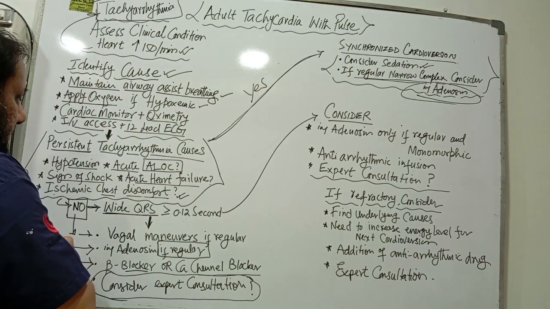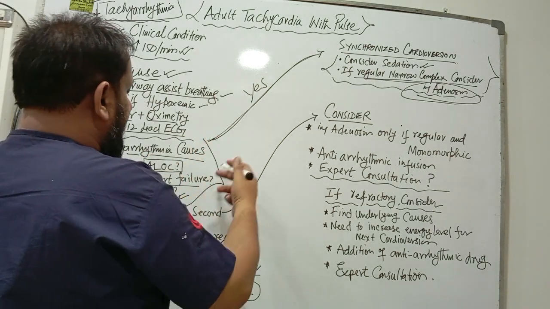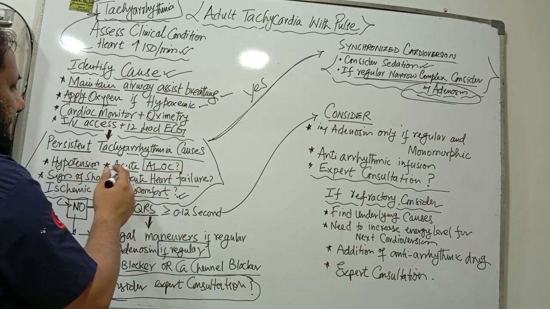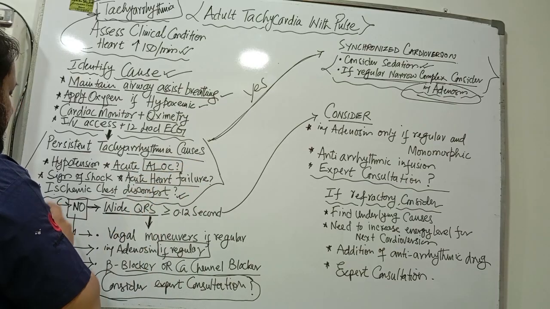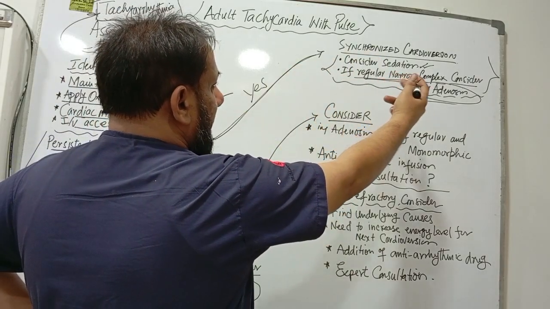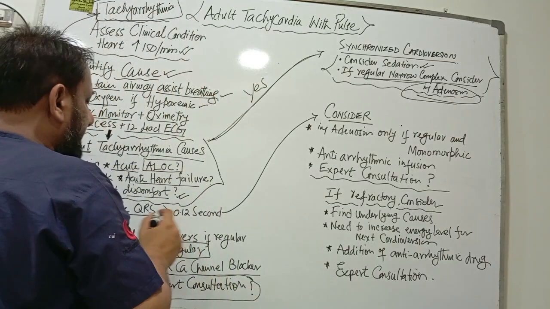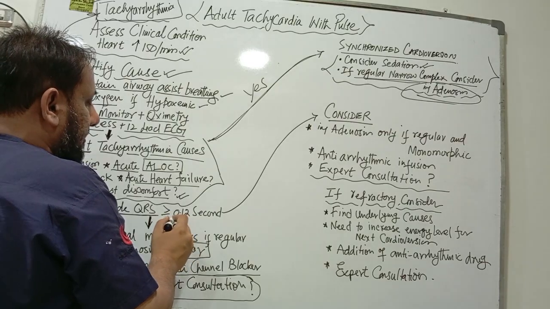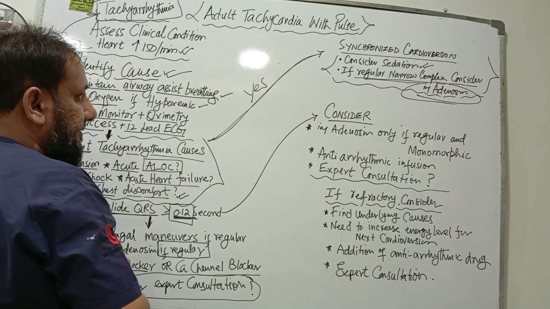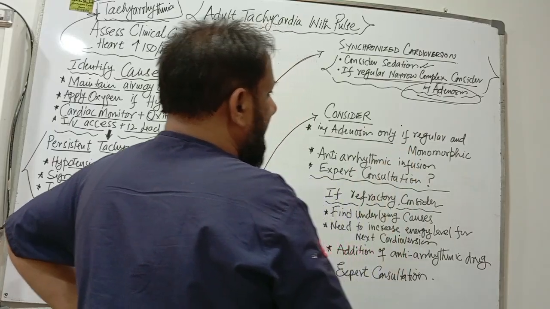If no, less than 0.12, you will do it. If yes, so greater than that. If you find out the cause, anything like hypotension, acute altered level of mental status, sign of shock, you will consider the sedation, and for regular narrow complex tachycardia, you will give the injection adenosine. If your tachycardia QRS complex is greater than 0.12 seconds, you will consider injection adenosine only.